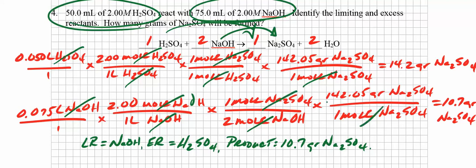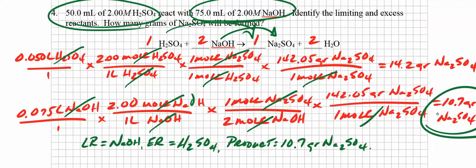When I multiply across the top and divide by the bottom, I get 10.7 grams of sodium sulfate. Now I'll do my comparison. 14.2 compared to 10.7. This is the smaller one, so 10.7 grams of sodium sulfate is the amount of product.